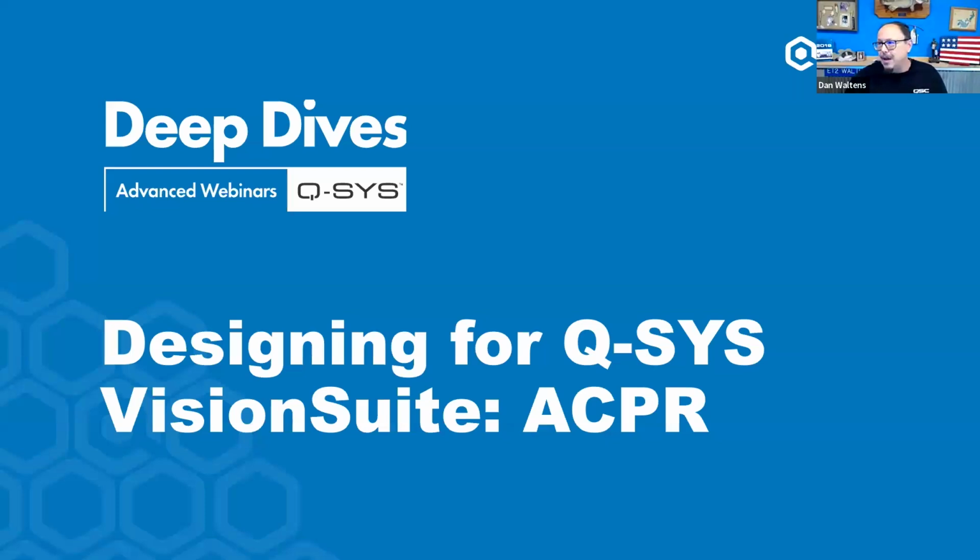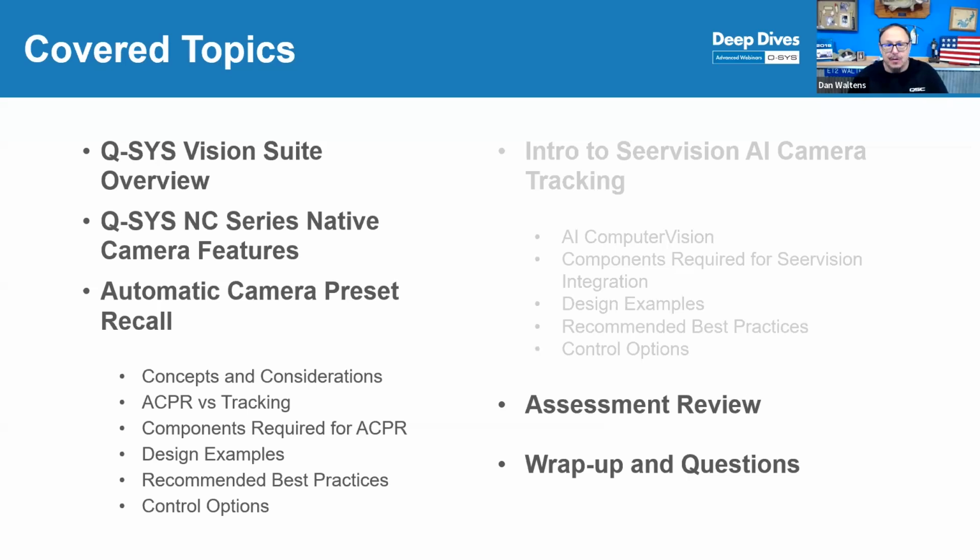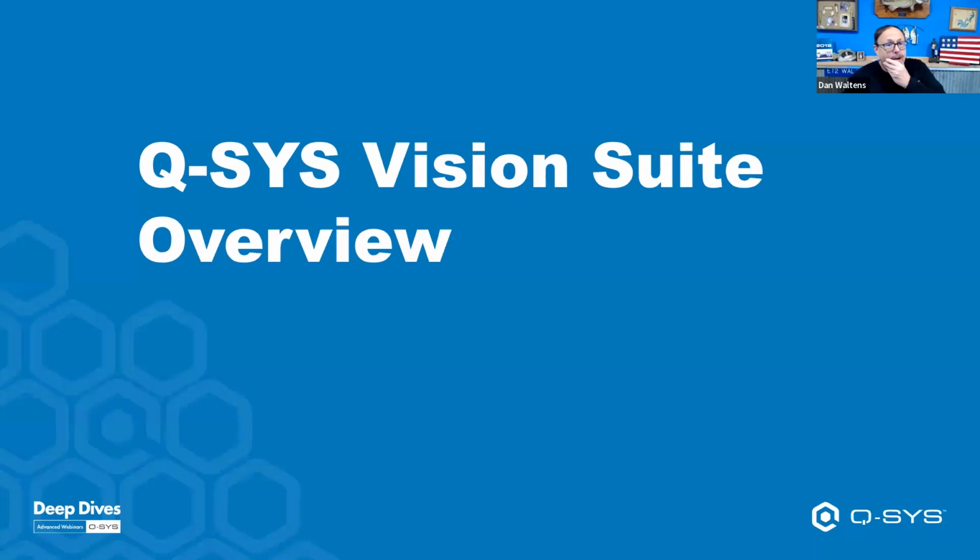All right. So like I mentioned, we are designing for Q-SYS VisionSuite, ACPR, and for Seervision. So we'll just get started on those. In this webinar, we'll be covering an overview of the VisionSuite products. We'll look at features now available directly with the Q-SYS NC series camera, facets of automatic camera preset recall, or what we'll be referring to as ACPR. So a lot of different things.